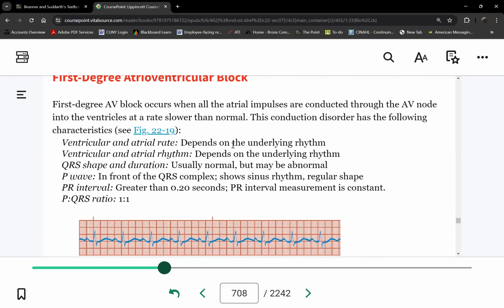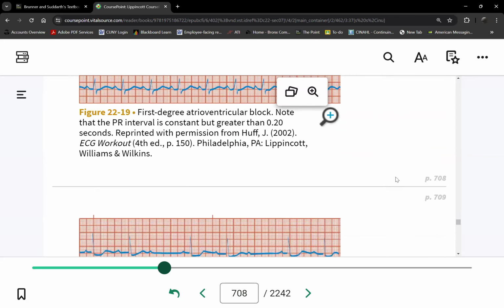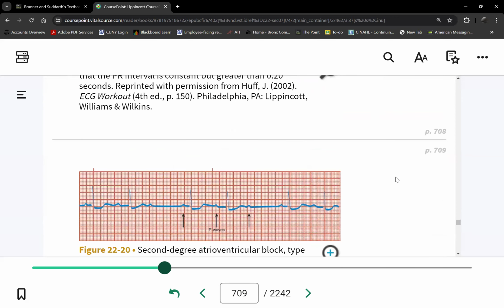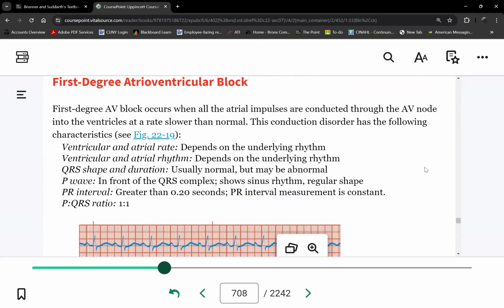All this is, is that the PR interval is greater than 0.2 seconds. The delay is too long, meaning the transmission was delayed too long. It took too long for the electrical impulse to travel from the SA node to the AV node. What causes these? Usually medications, like digoxin, for instance, and beta blockers. Those are usually the causes of first degree heart block.